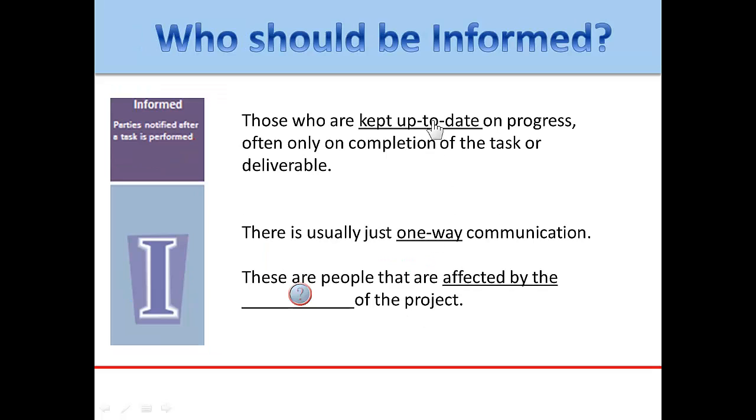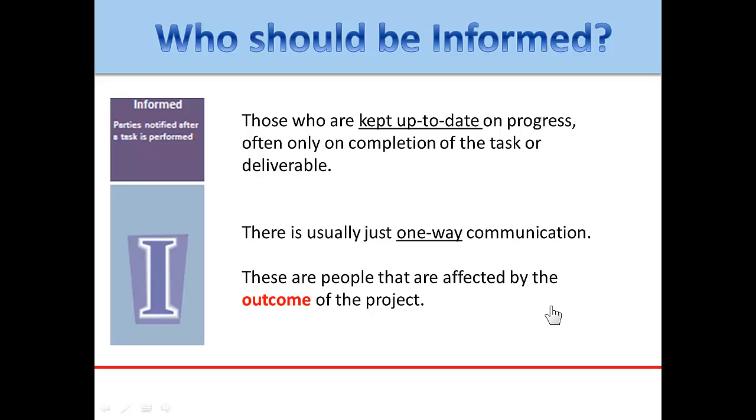Finally, the fourth column is who should be informed, and it is those who are kept up to date on progress, often only on completion of the task or deliverables. There is usually just one-way communication with the informed. In other words, they are given information about what's being done, but there's not an expectation or an opportunity for them to provide feedback. These are people that are affected by the blank of the project.